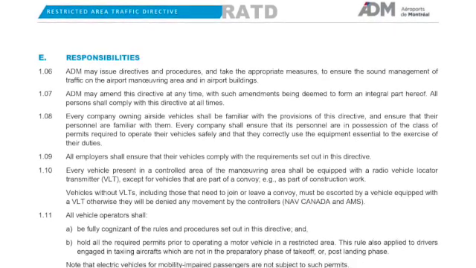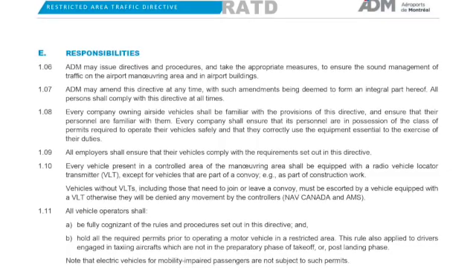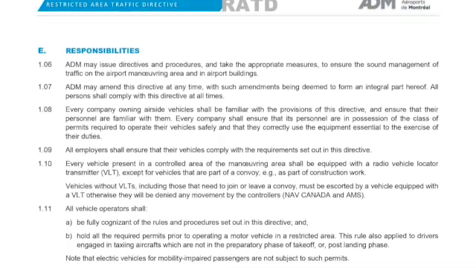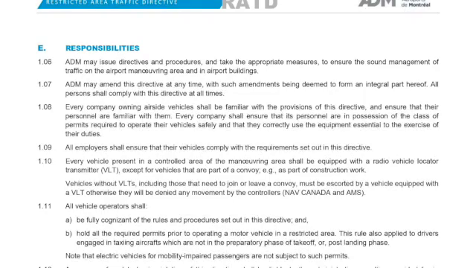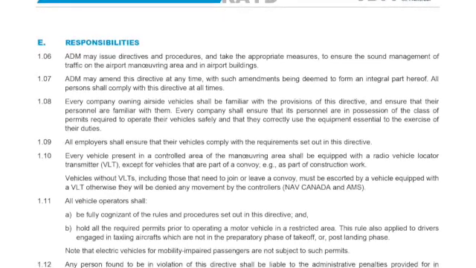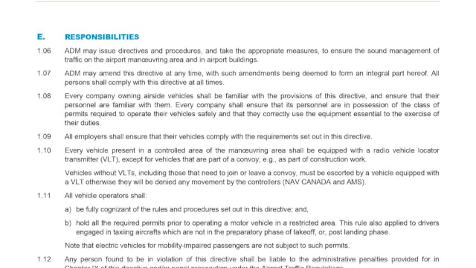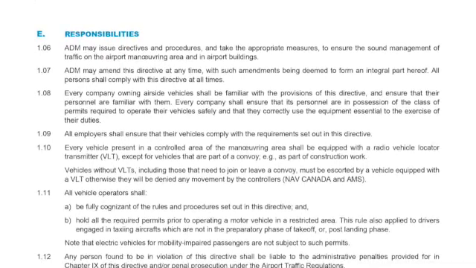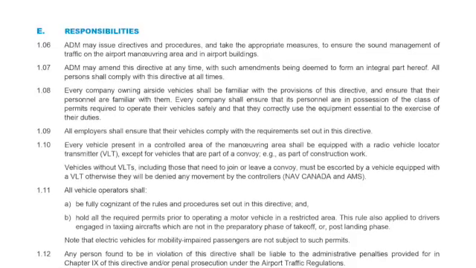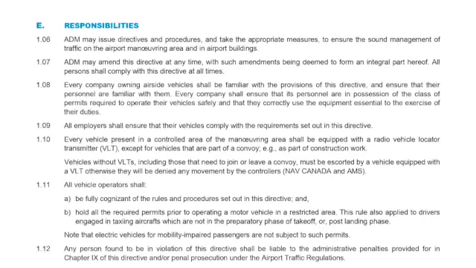08. Every company owning airside vehicles shall be familiar with the provisions of this directive, and ensure that their personnel are familiar with them. Every company shall ensure that its personnel are in possession of the class of permits required to operate their vehicles safely and that they correctly use the equipment essential to the exercise of their duties. 09. All employers shall ensure that their vehicles comply with the requirements set out in this directive.